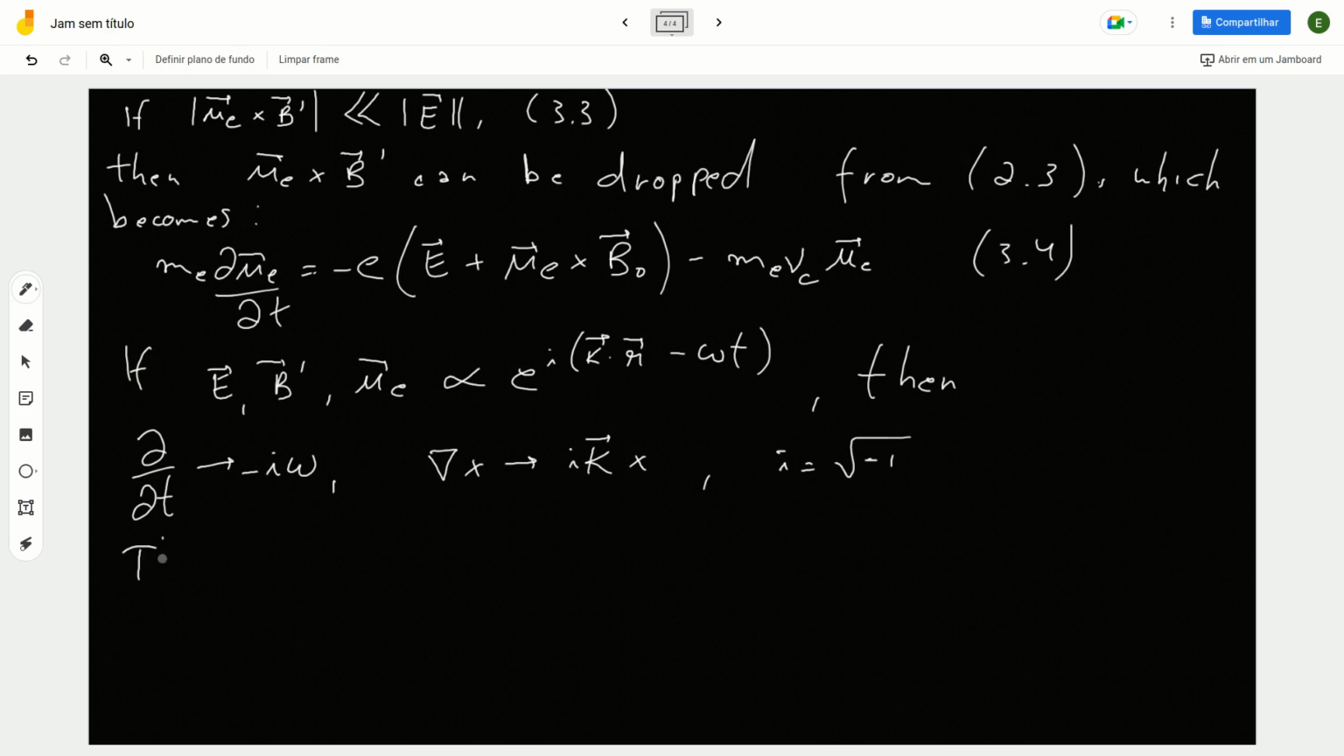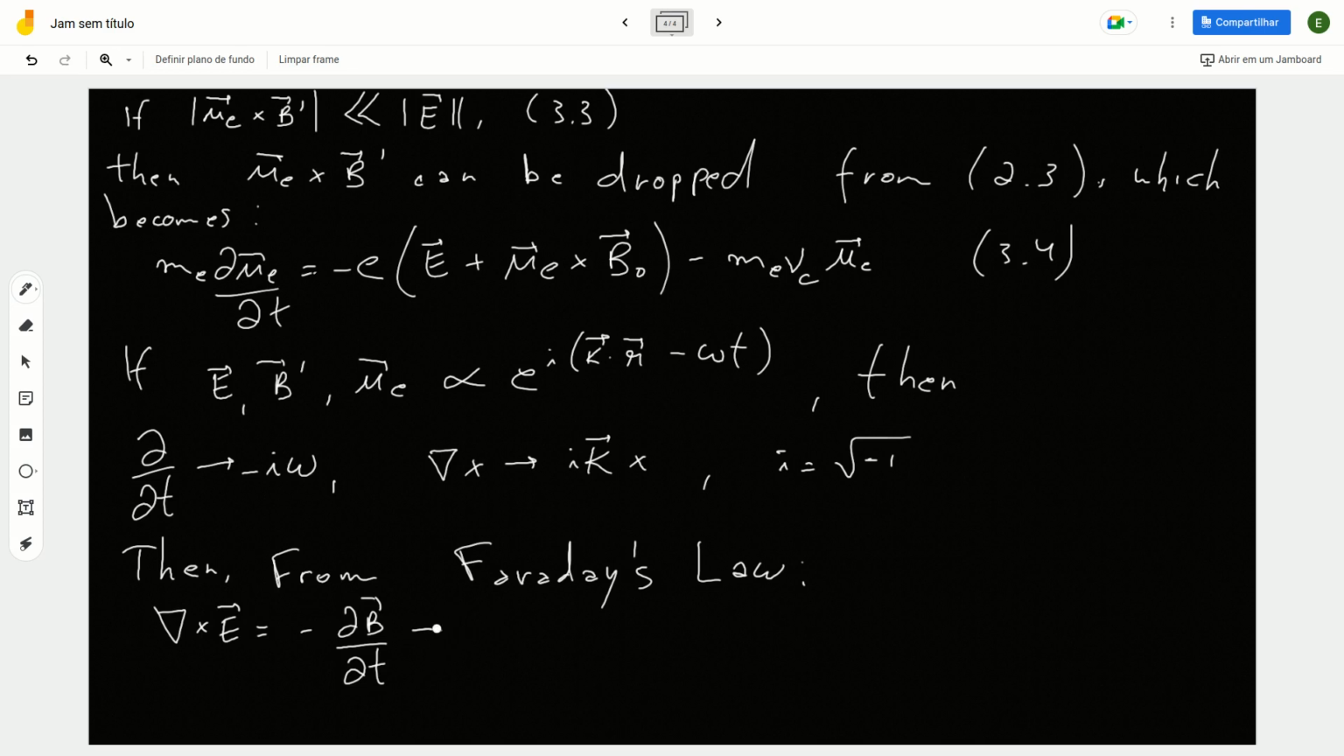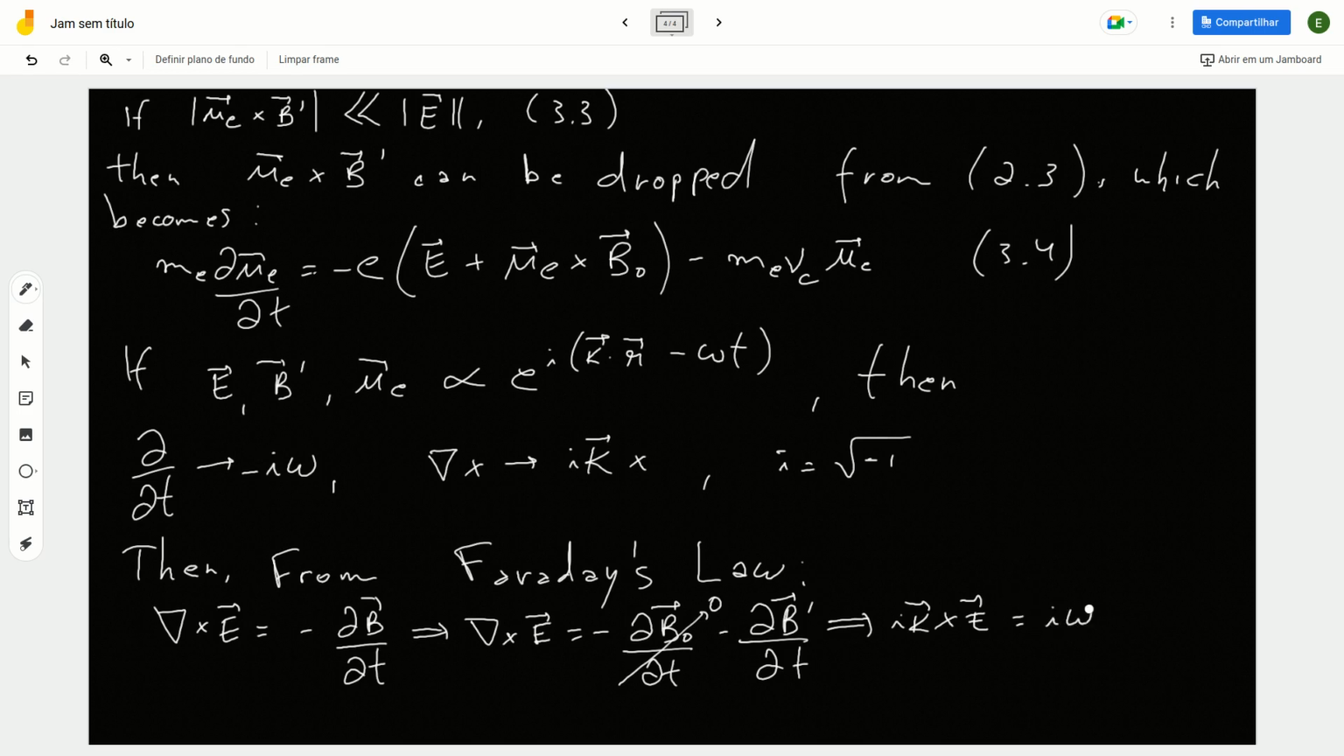In this case, from Faraday's law, you know that the curl of E is equal to minus the partial derivative of B with respect to time. Well, using our definition of B, which is given by the derivative of B0 plus B prime, then B0 is a constant, so its time derivative is 0. Then we know that this can be written like this. And the derivative of iB is like this, right? So it's minus the derivative, it will be just this.